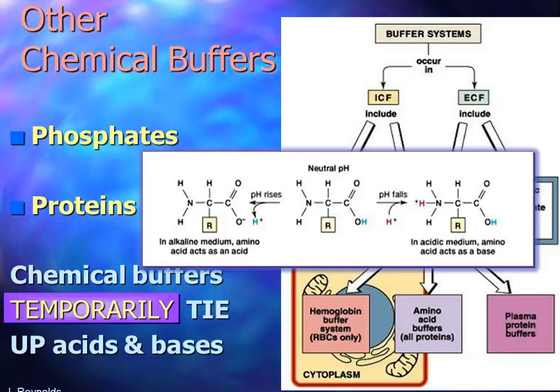Okay, other kinds of buffers. By the way, that buffer system I just talked about, again, remember bicarb and carbonic acid, they shift back and forth. Major buffer for blood plasma, for blood. All right, other buffers, phosphates. Really important in pH of urine.